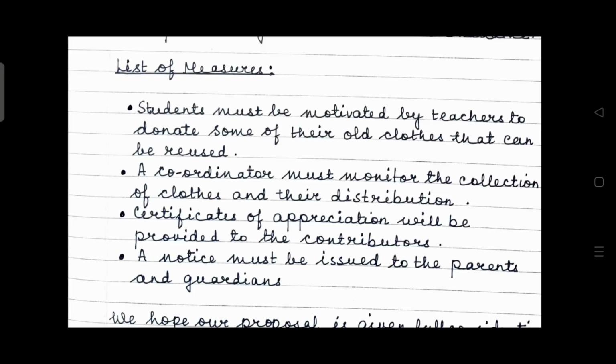Next, a coordinator must monitor the collection of clothes and their distribution. Collection is not enough. Then the clothes must be distributed as well to the children of the orphanage. So a coordinator must monitor the collection of clothes and their distribution. Certificates of appreciation will be provided to the contributors. A notice must be issued to the parents and guardians so that they can also motivate their children to donate some of their clothes that can be reused.